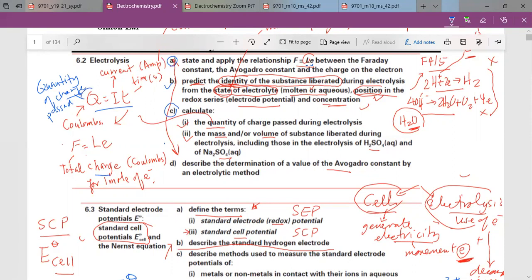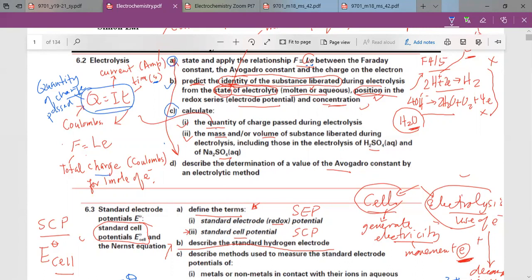this is the formula you need to know, quantity Q, because I is the current, and current is amperes, that is coulombs per second, and T is time, how many seconds you pass into the electrolysis. So Q is the total charge, the total coulombs during electrolysis, okay?